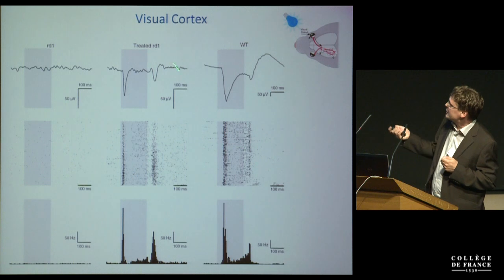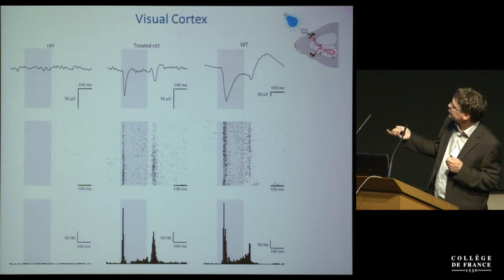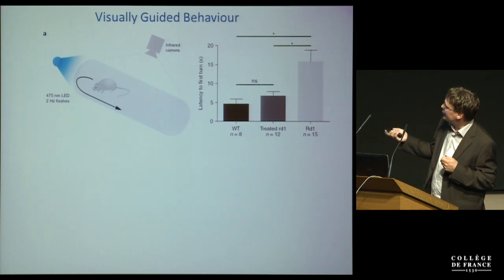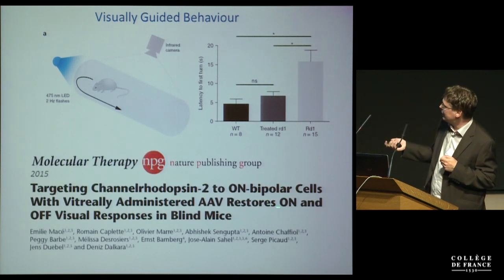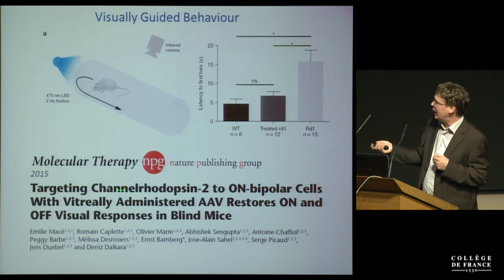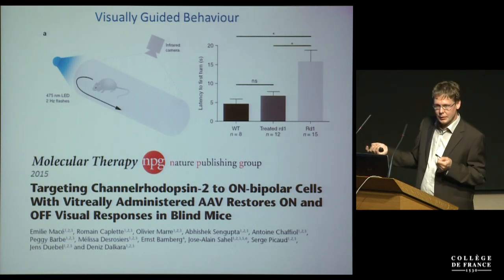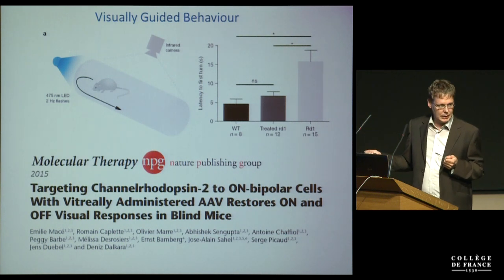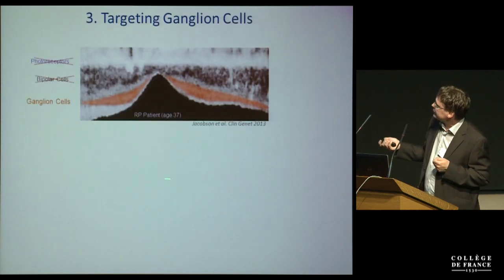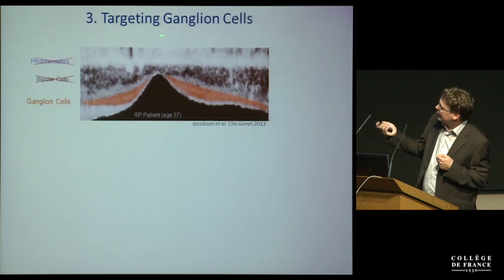And it was also transmitted to the visual cortex, and we got behavioral responses here in the mouse, and we published last year showing that we can restore the on and the off pathway by applying the virus from the vitreous, and at the same time Thierry Cronin also published a paper with a similar approach. So now, what about the third strategy?